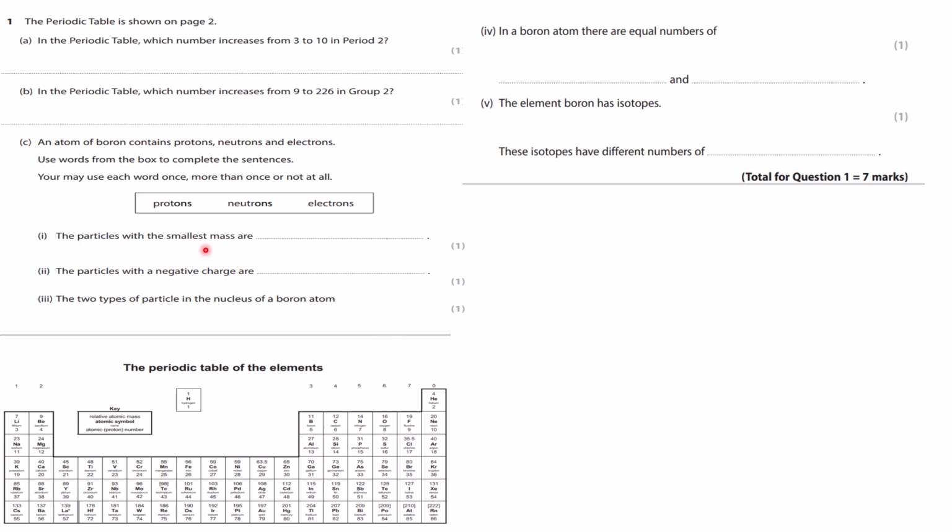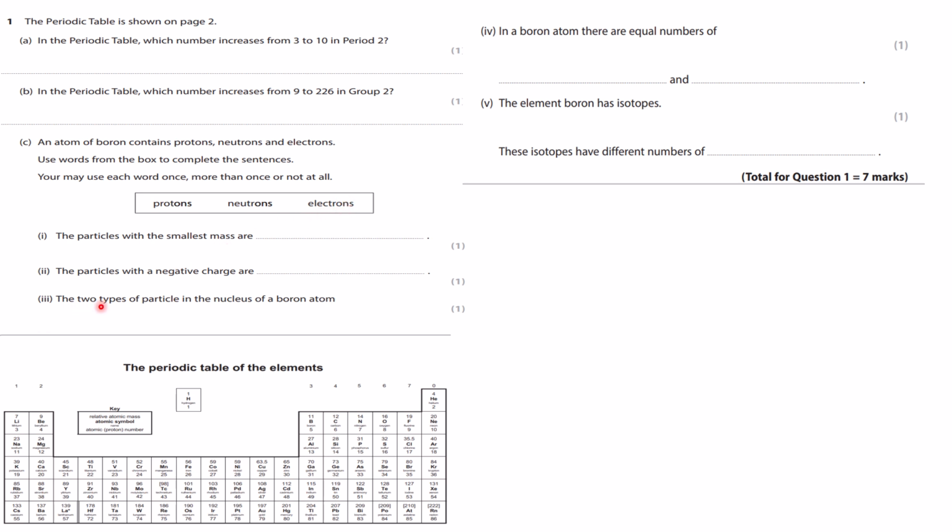Question C. Now, the particles with the smallest mass are always electrons. They weigh nearly nothing. And the particles with a negative charge are always electrons as well. Electrons are negative and their mass is also nearly 0.